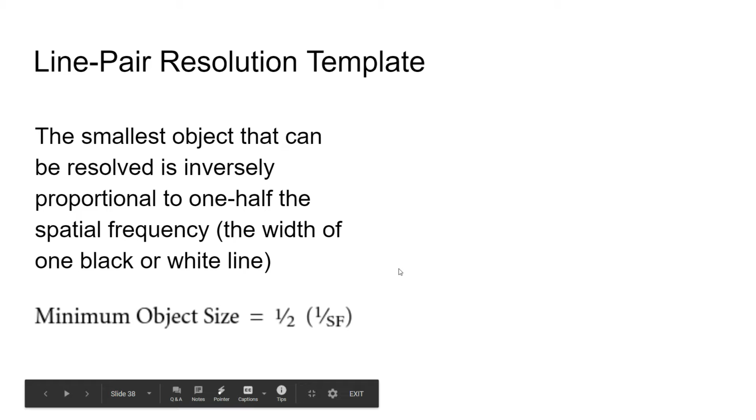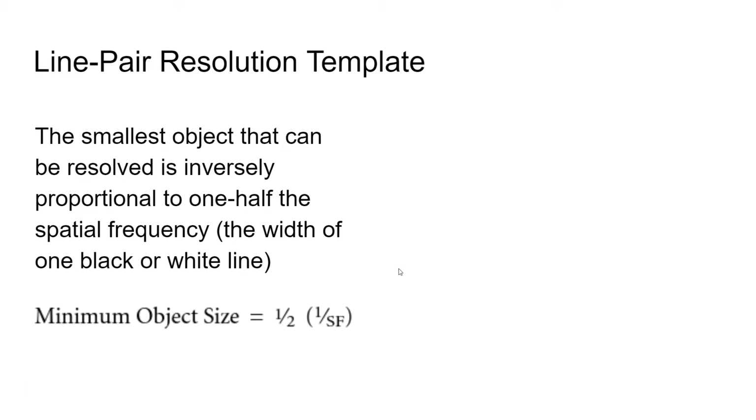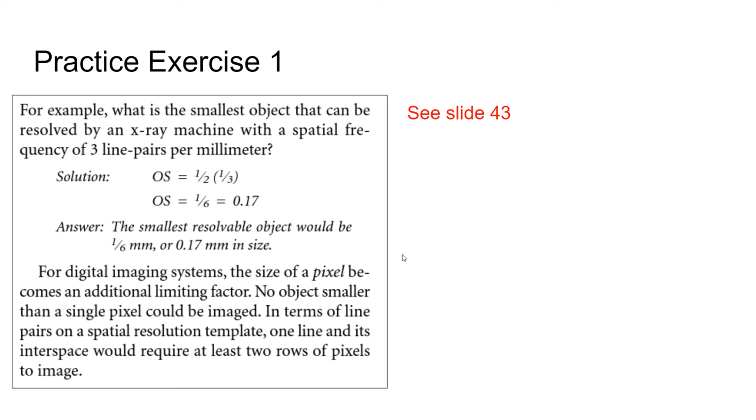So you will have a question where the spatial frequency is given. Well, let's just do one because it's on the next slide. Okay, so you'll get a question that sounds like this. What is the smallest object that can be resolved if you have a particular X-ray machine that is known to have a spatial frequency of 3 line pairs per millimeter? That doesn't mean that you can see something that's a millimeter. It doesn't mean that you can see something that's 3 millimeters. It would be great. You wouldn't have to do any math. It would be really easy, right?